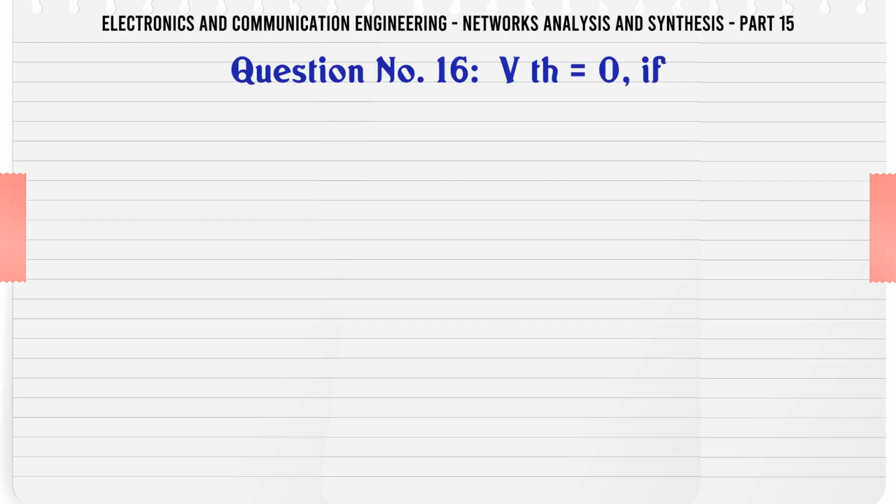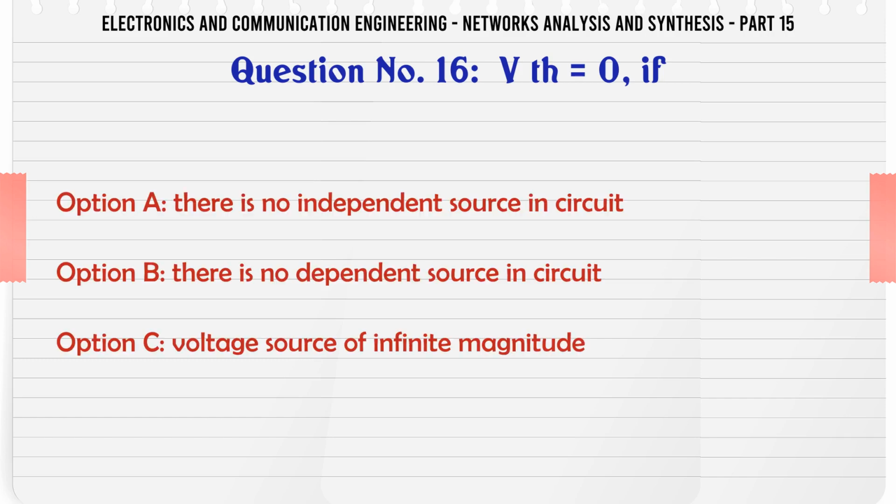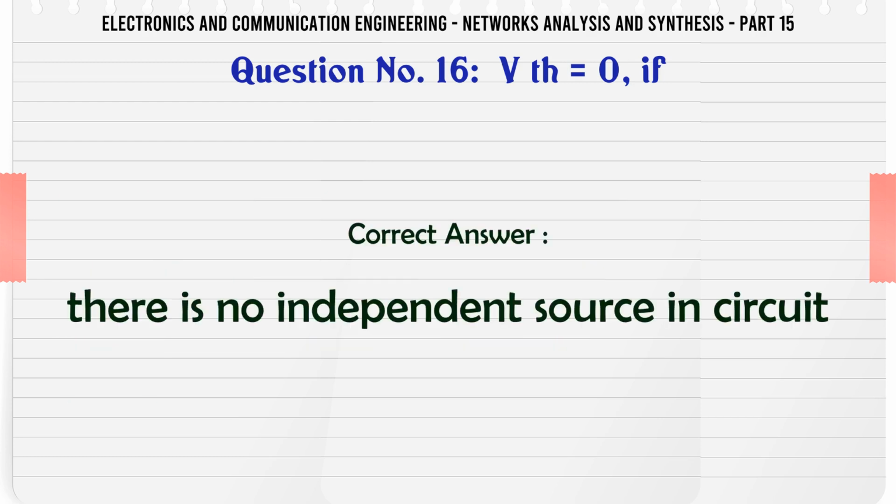VTH is 0 if: A: there is no independent source in the circuit, B: there is no dependent source in the circuit, C: voltage source of infinite magnitude, D: none. The correct answer is, there is no independent source in the circuit.